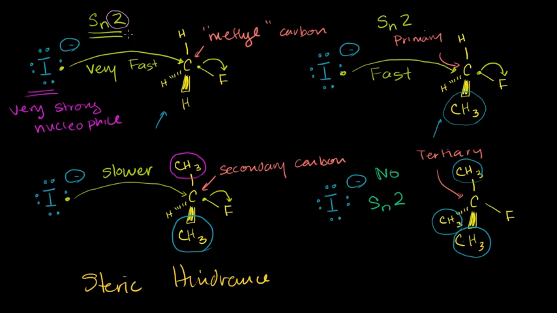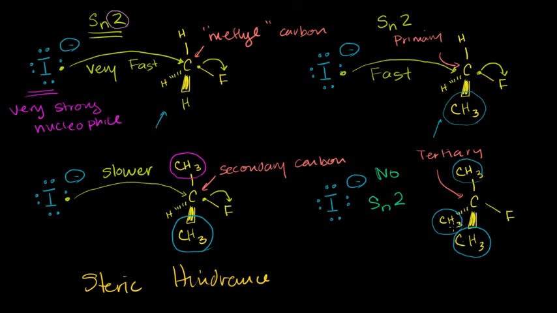You're going to have a very fast SN2 reaction if you're dealing with a methyl carbon. A little bit slower if you're dealing with a primary carbon. If you have a secondary carbon that's blocked by two other carbons, it might happen if the solution is just right, but it's going to happen very slowly. And if it's completely blocked, then you're going to have no reaction.